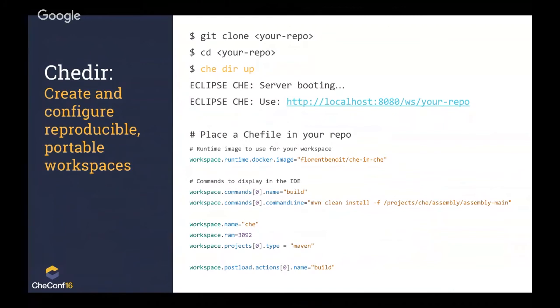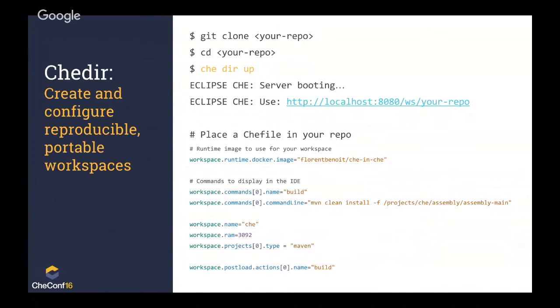And so you can now, on your desktop, do a git clone of a repo. You can go into that source repo, and then you can do a chedir up on it. What Chedir does is it will first discover whether a Che server is running. If not, it will boot one for you. And then it will take the source code repository that's running on your desktop and move it to be a workspace that's inside of Che, that's programmable and shareable with other people.